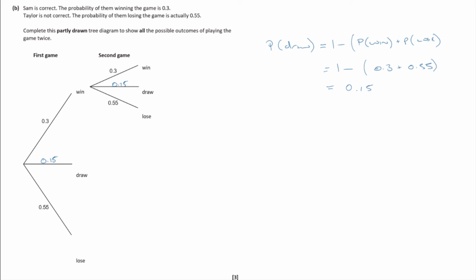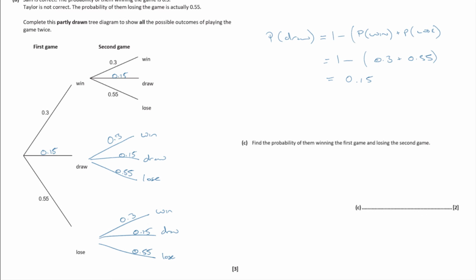But it's only partly drawn. I need to have 3 more branches here, don't I? So I need a win, draw, and lose branch here too. Win, draw, lose. And I need a win, draw, lose branch here down as well. Win, draw, lose. And because each outcome is independent of each other, all the probabilities are the same on each branch, because the first outcome is not affecting the second, presumably. So there we go. That's the complete diagram like that.